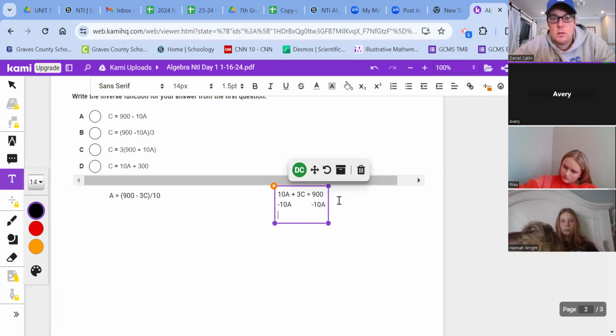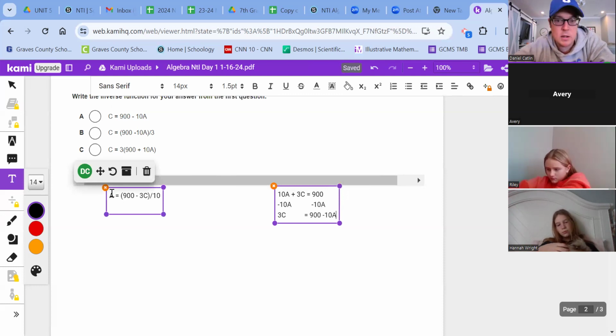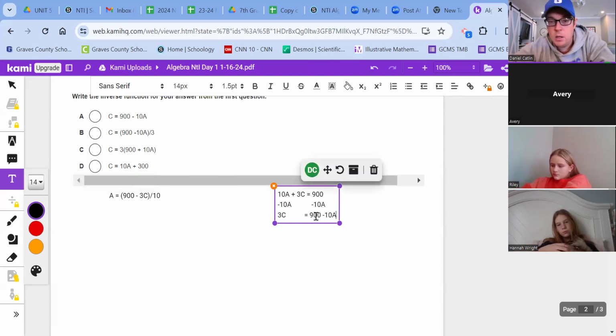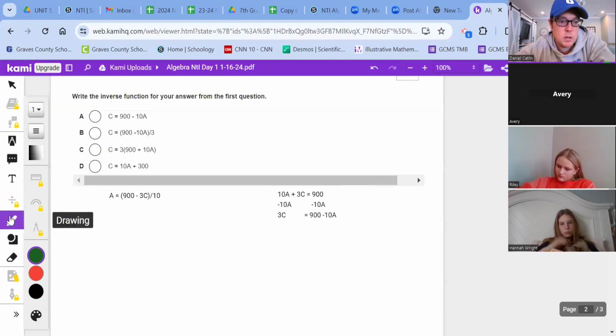And that's going to give me 3C is equal to 900 minus 10A. And then the last thing that you would do is divide everything by 3. And so if you divide this by 3, the C is left over, which is why all the left sides are C's. And if you divide all of these by 3, you could show that whole group getting divided by 3, which is what you see here in B. So that one would be B.